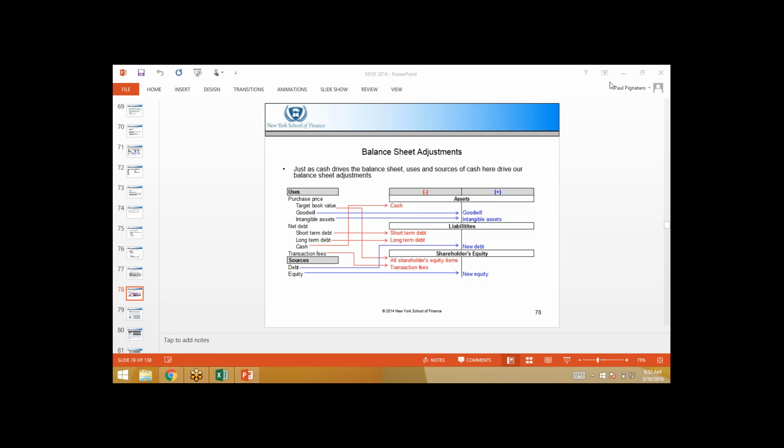In a merger model, we can't just look up the historical information for the acquirer and the target. We have to create a merged historical balance sheet that we can use to drive the depreciation, working capital schedule, and all the other schedules. This is done through the process called balance sheet adjustments. So I'm going to fix this.